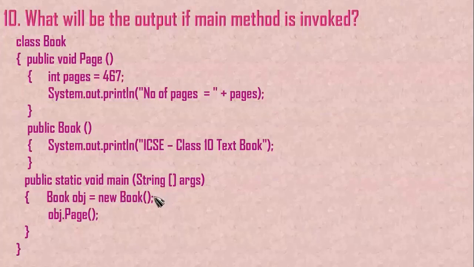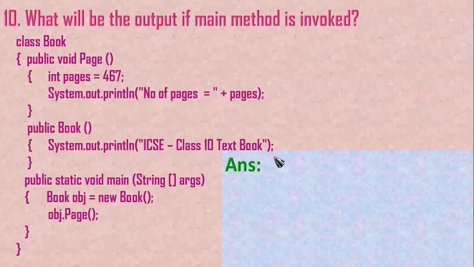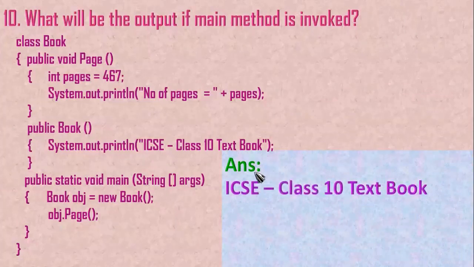When object is created, automatically constructor get invoked. So first constructor only will get invoked. It will print ICSE hyphen class 10 textbook. The next page of, so it will print number of pages equal to 467.